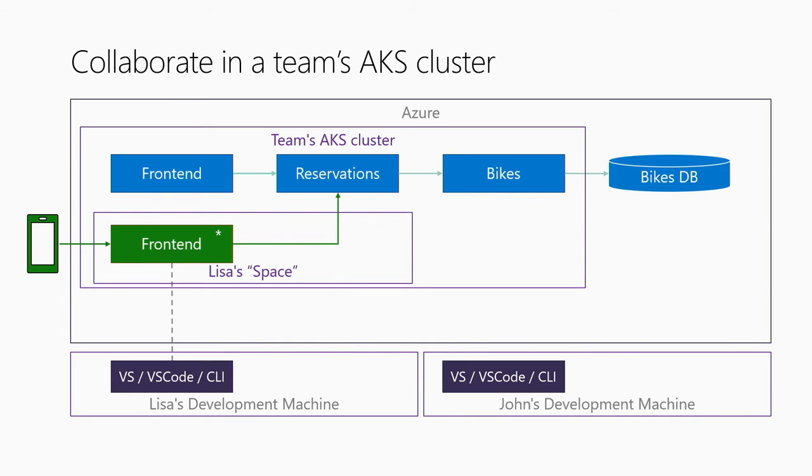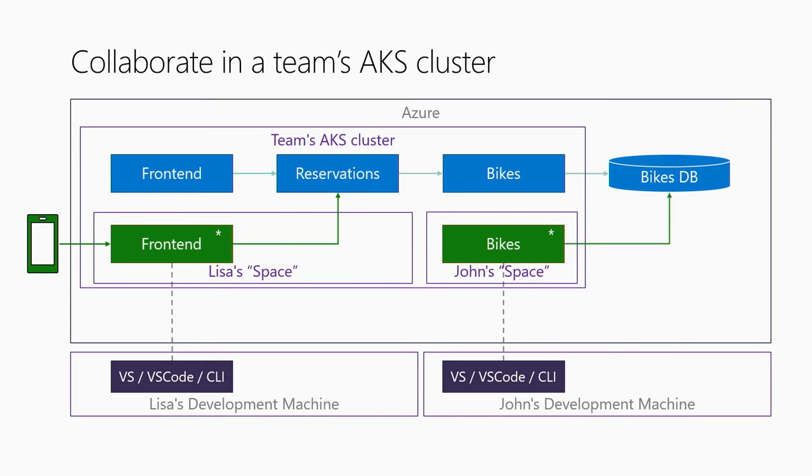What about someone who's maybe working on something in the back end? The same kind of thing. You can still use the same AKS cluster. You carve out your little space here, in this case, John's space, and you run the bike service. The bike service is connecting to some data store that's running in the cluster or in Azure. And just as always, maybe that's a REST API, and you can directly test that.